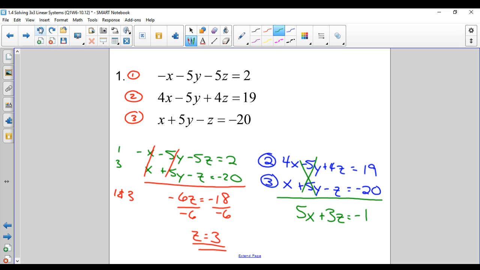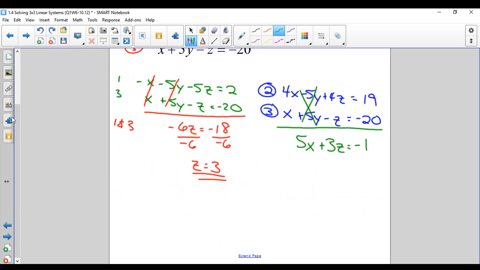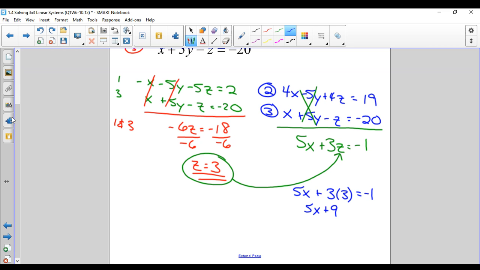Now I have an equation with 2 variables. I already found z. Like I said, I got kind of lucky here. I'm going to take that z and plug it into that equation there. So I get 5x plus 3 times 3 equals negative 1. 5x plus 9 equals negative 1. Subtract 9, I get negative 10. Divide by 5, I get negative 2. There's solution number 2. I have my z, I have my x.